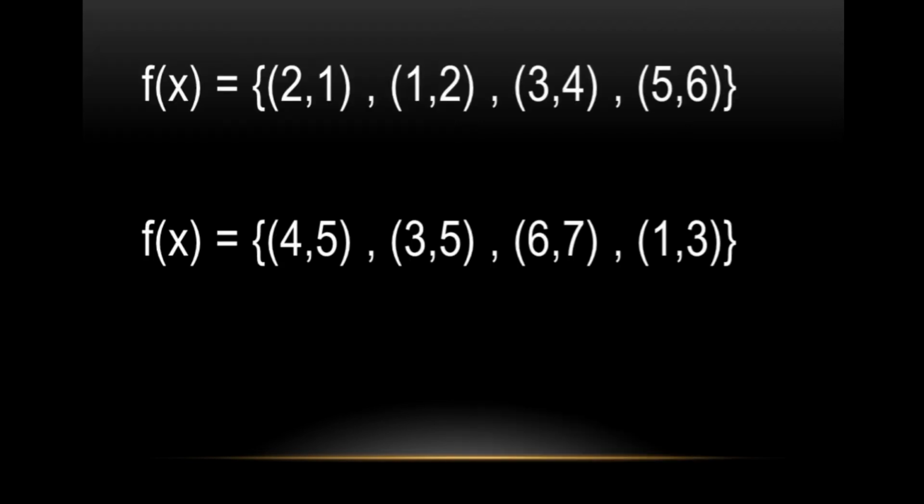Pagdating naman sa ordered pair, you have to see your y values. Dito ang y values is 1, 2, 4, 6. Dito naman ay 5, 5, 7, 3. As you can see in our set number 2, dalawa yung 5 na y values. Ibig sabihin, this is not an example of one-to-one function. The first set is our example of one-to-one function, kasi ang y values ay hindi naulit.